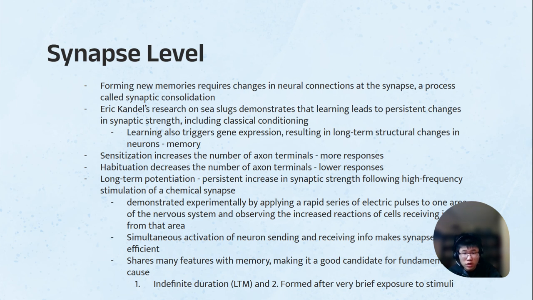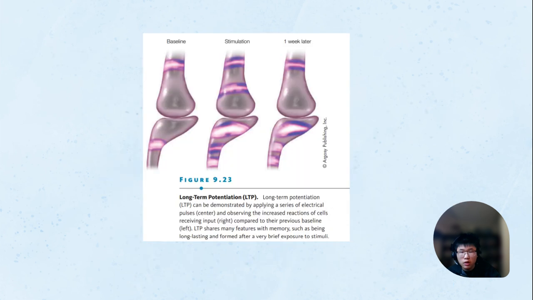Long-term potentiation is a persistent increase in synaptic strength following a high-frequency stimulation of a chemical synapse, which can be demonstrated by applying a rapid series of electric pulses to one area of the nervous system and then observing the increased reaction of cells receiving information from that area, which is demonstrated on the next slide.